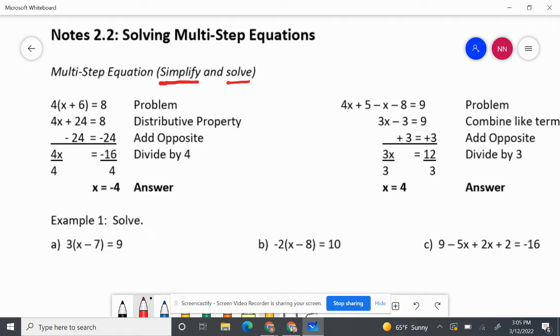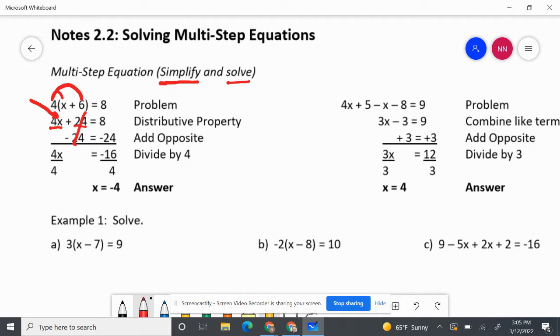In this first case, we have parentheses. So we're going to distribute the 4 to each of the terms. 4 times x is 4x. 4 times 6 is 24. Then we're going to cancel the 24 because we want to isolate the variable. It's just a fancy way of saying get the x by itself. So we subtract the 24. The 24s cancel. They become 0 because of the zero property.